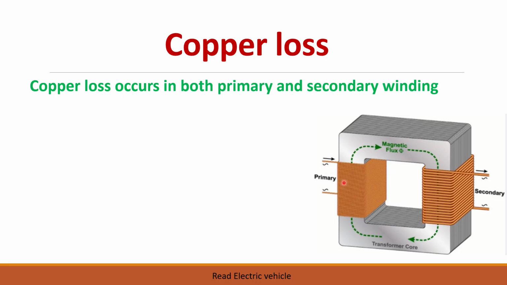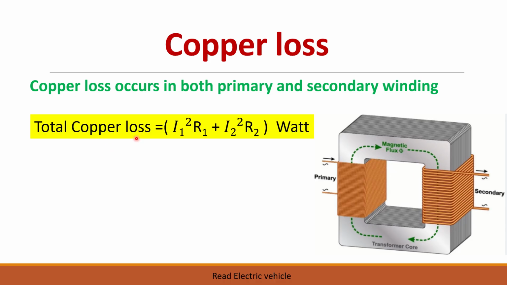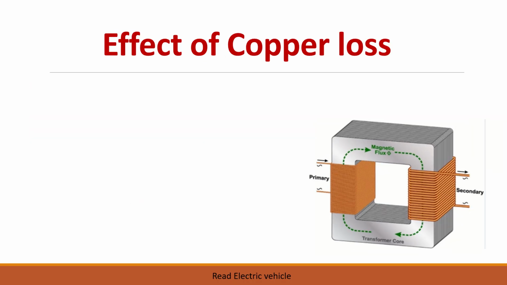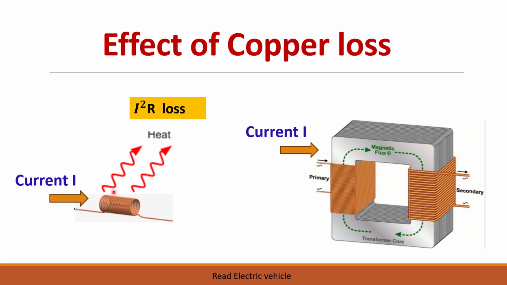Copper loss will occur in both primary and secondary. So we can say total copper loss is equal to I1 square R1 plus I2 square R2, where I1 is the primary current, I2 is the secondary current, and R1 and R2 are the resistances of the primary and secondary windings. What is the effect of copper loss? The windings get heated because of the I square R loss.